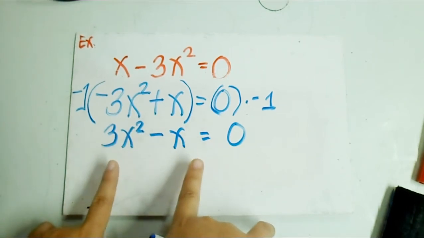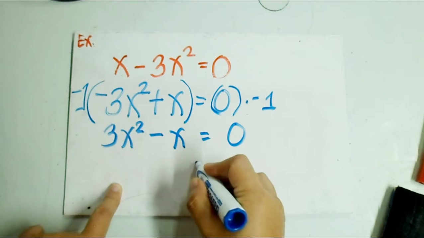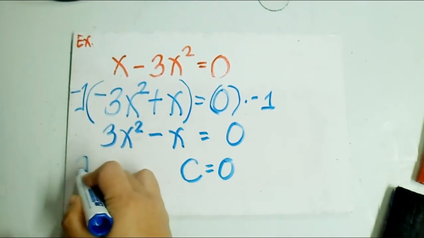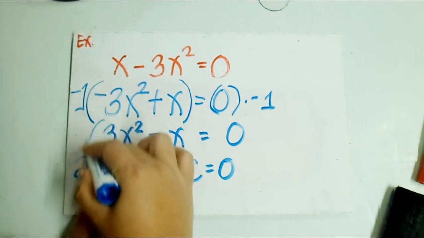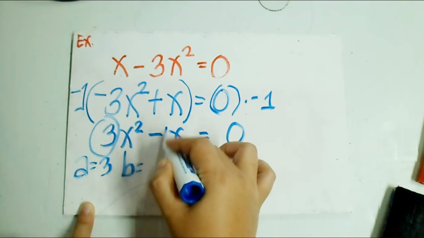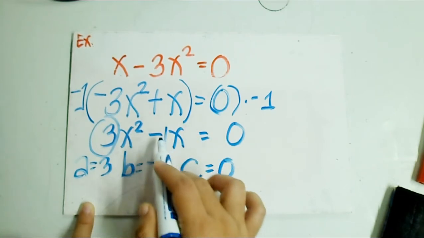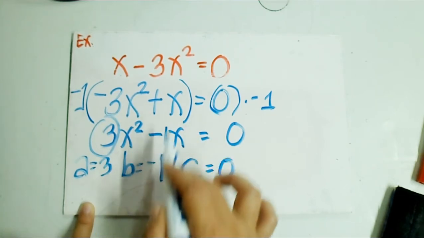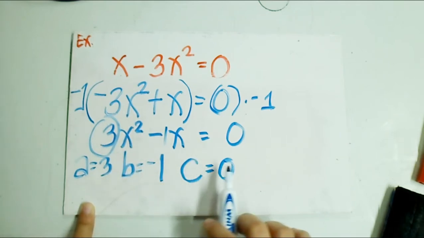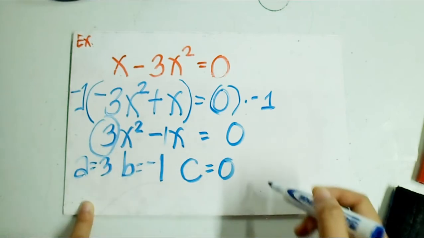Notice that we do not have the constant term. So our c here will obviously be 0. But we have the value for our a, which is positive 3, and b, which is negative 1, since there is an invisible 1 here. That is b equals negative 1, and c is equal to 0.